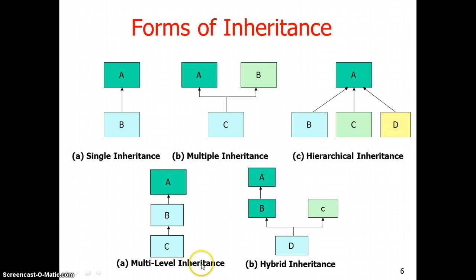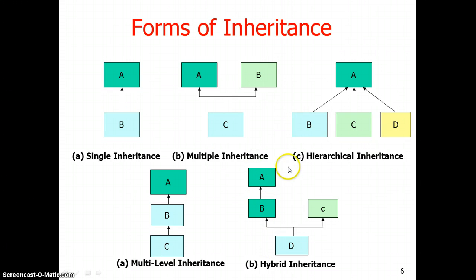In multi-level inheritance, A is a superclass and B is a derived class which has the properties of superclass A. Again, C is a subclass which is sub-derived from the derived class B. That means the C class is a sub-derived class which contains the properties of A as well as the properties of B. Another form is hybrid inheritance, which has two combinations.